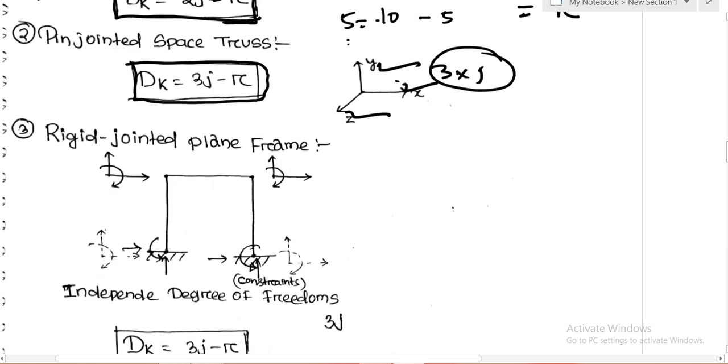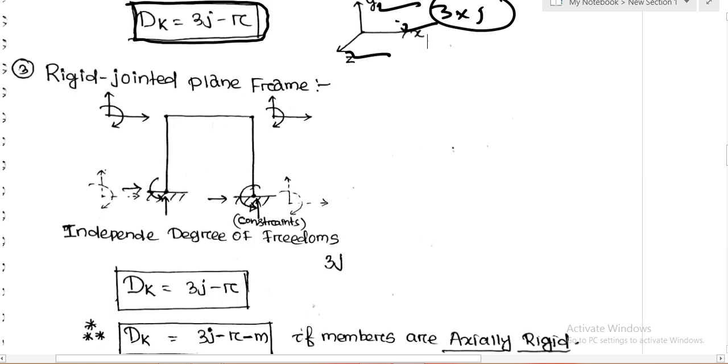Okay, now you talk about the rigid jointed plane frame. In each joint there is a possibility it can move in the x direction, it can move in the y direction, and rotation is allowed. Similarly, this joint can move in x direction, y direction, and rotation is allowed. Here also x direction, y direction, and rotation is allowed. So how many ways can each joint displace? 3 ways. So each joint has 3 ways.